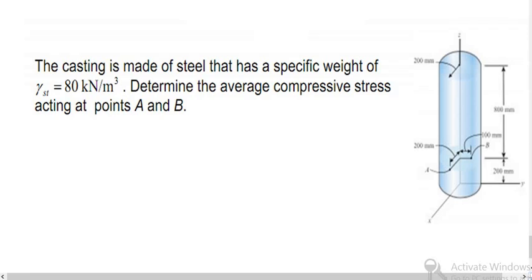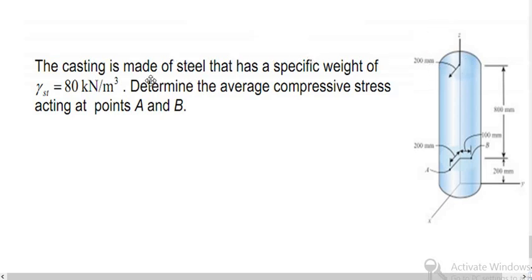Today we are going to solve a problem under the stress-strain diagram. From the screen, the question says the cast is made of steel that has a specific weight of 80 kN per meter cube. Determine the average compressive stress acting at points A and B. So this is just the question, and the other details are from the diagram.